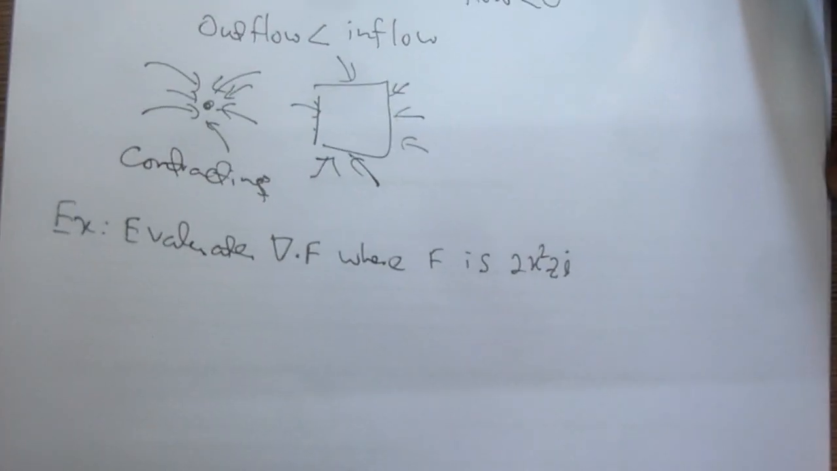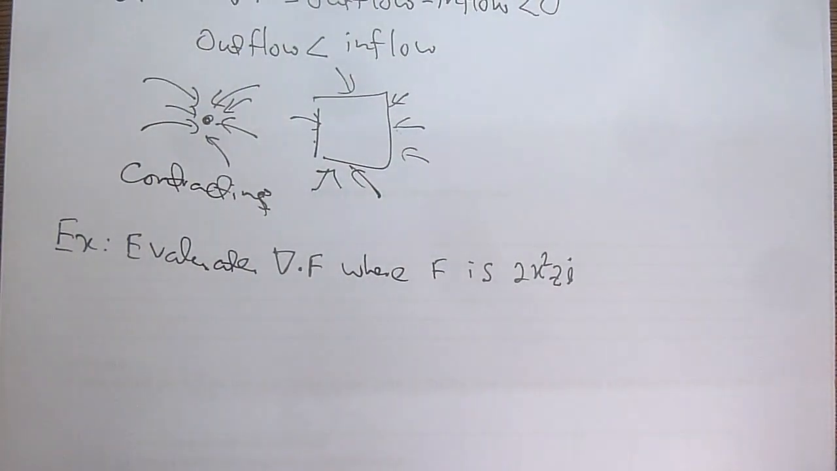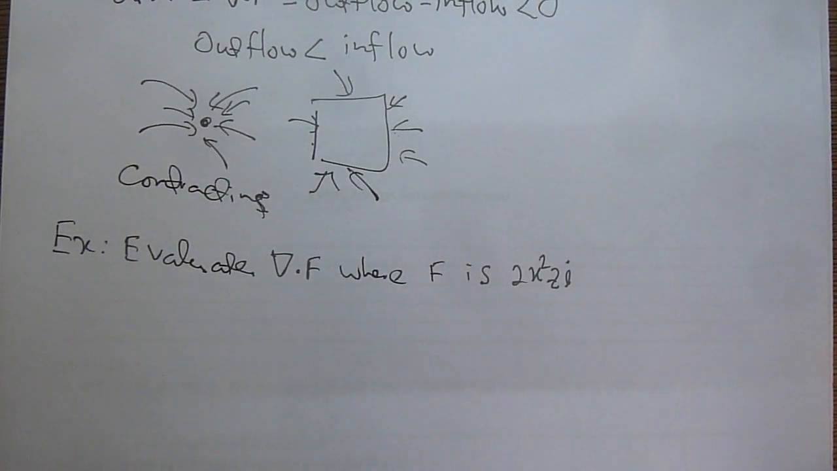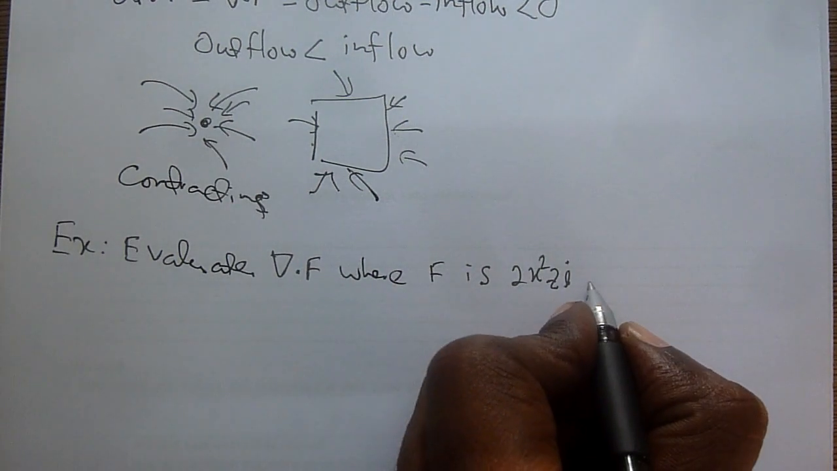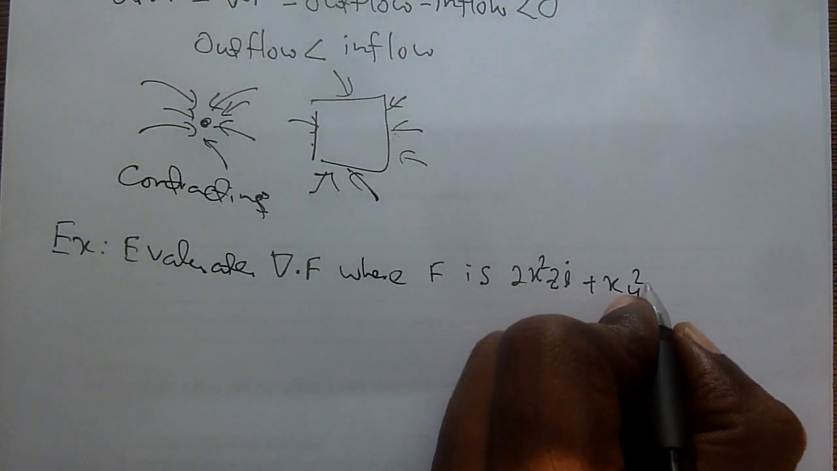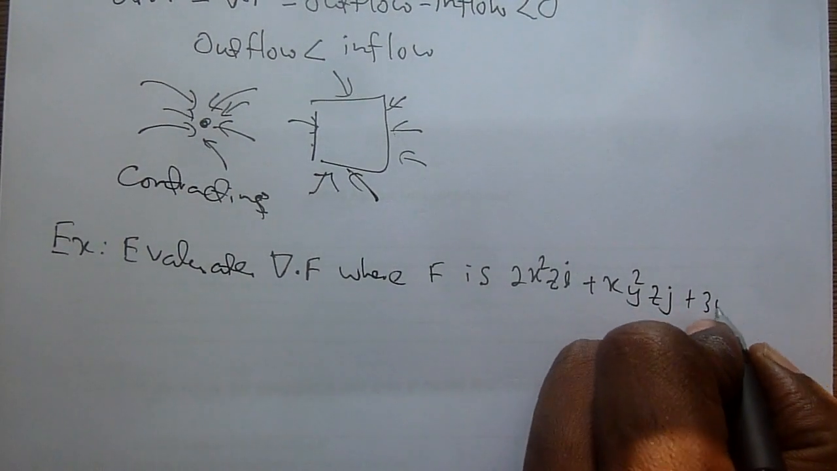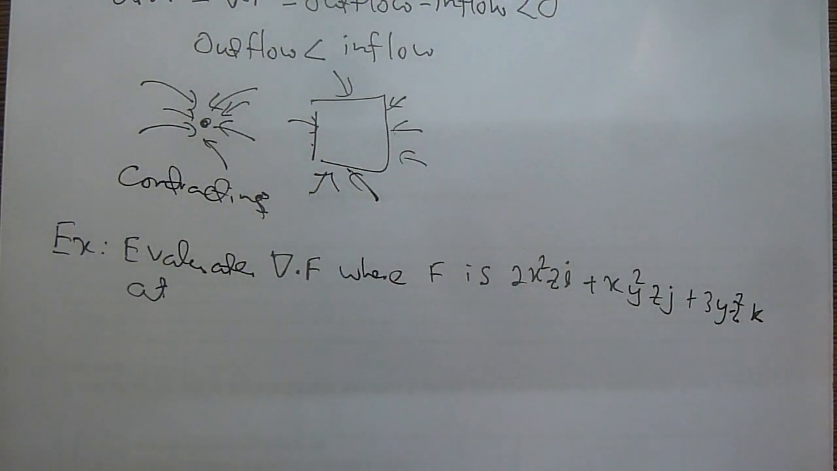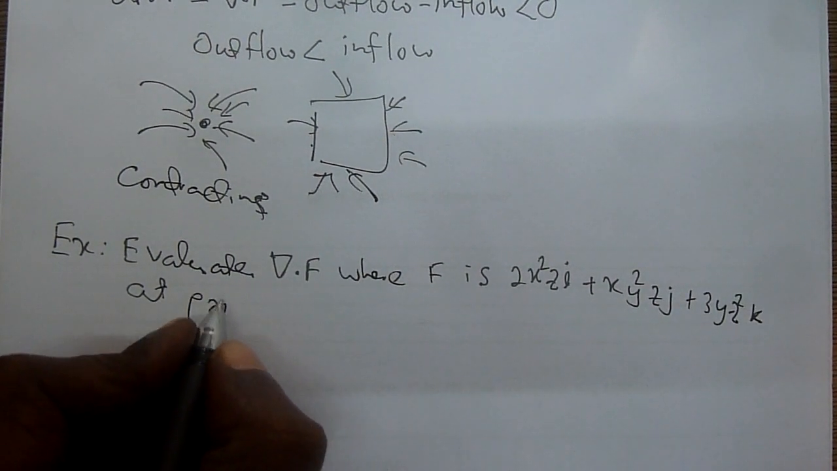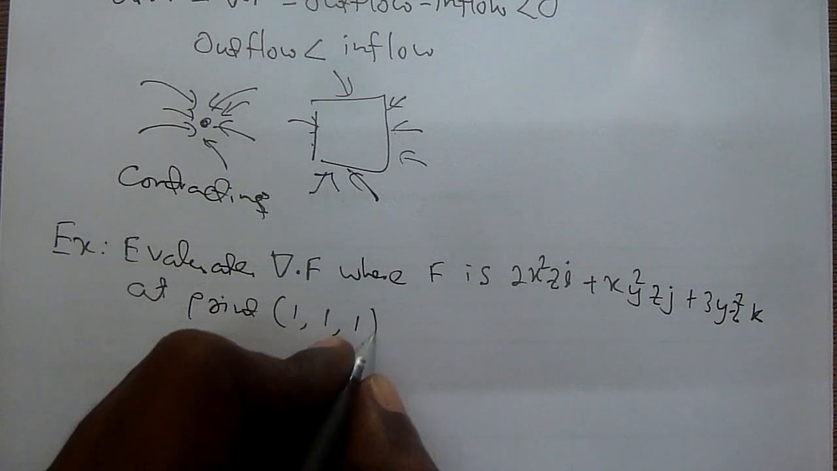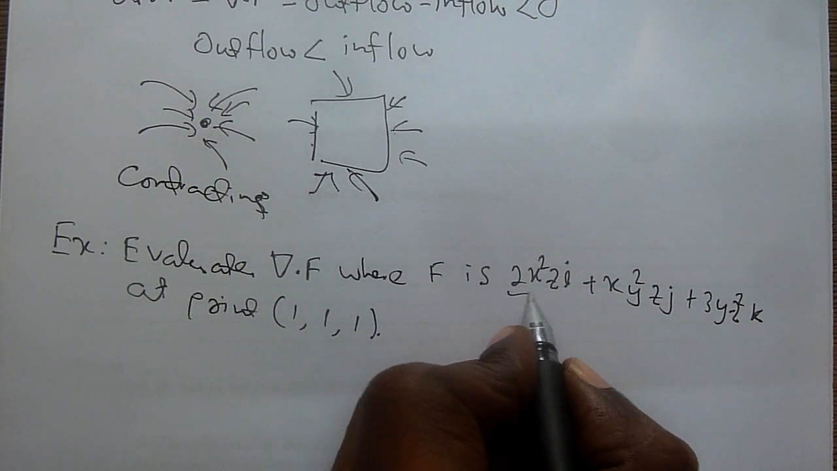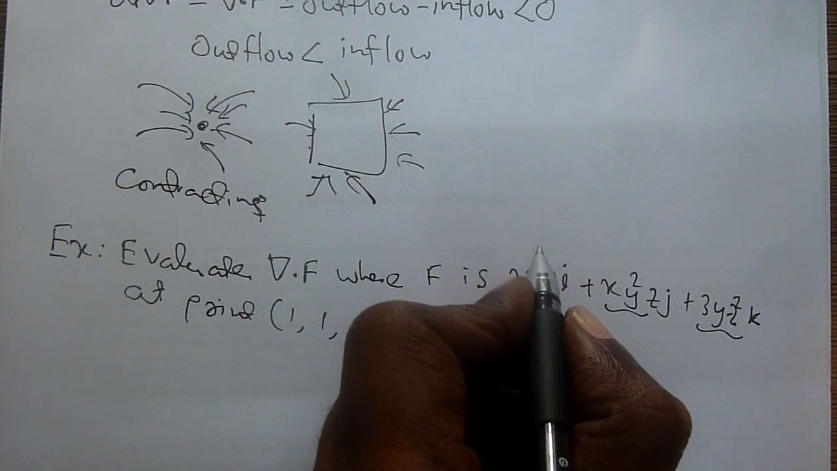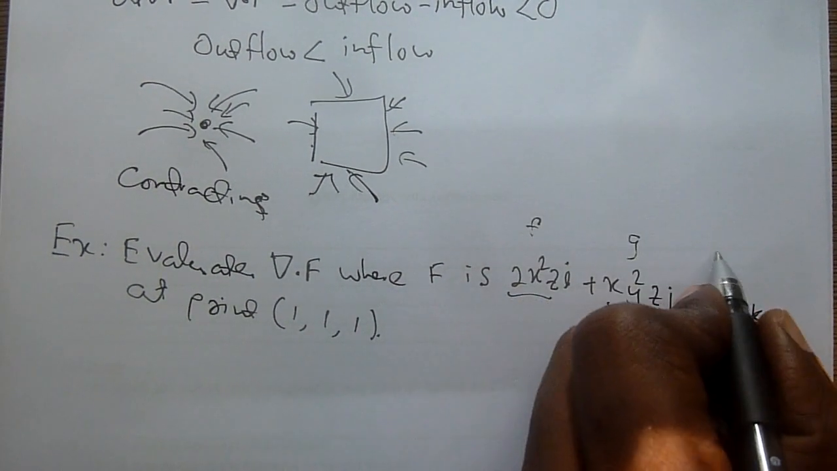Okay, I try my best to make it as big as possible so you can see this. Evaluate the divergence of F, where F is x y² z i plus 3yz² k, at the point (1, 1, 1). You can imagine these as the functions f, g, h.